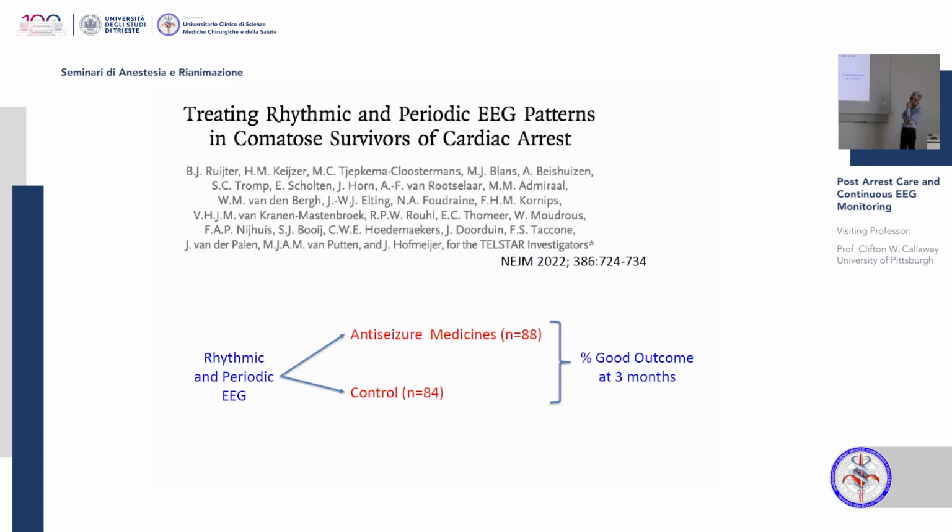It took not so many patients, 172 patients, and they randomly assigned them if they had an EEG that had periodic or epileptiform discharges. So the patients weren't floridly seizing, but they had these malignant EEG patterns. They said, well, let's treat them with anti-epileptic drugs or not. Just sedation as needed and then see how they do. What is their outcome at 3 months?